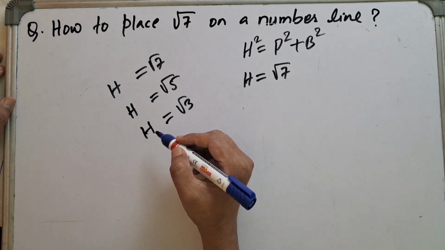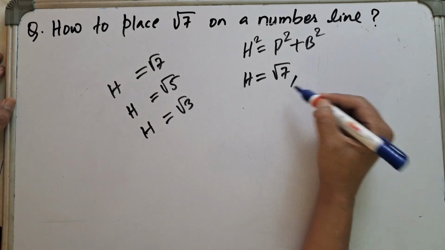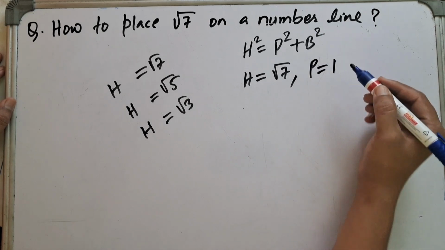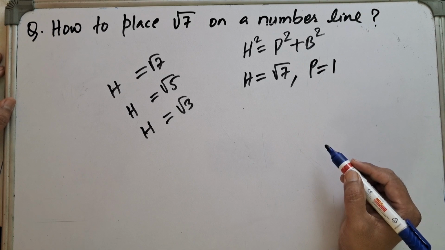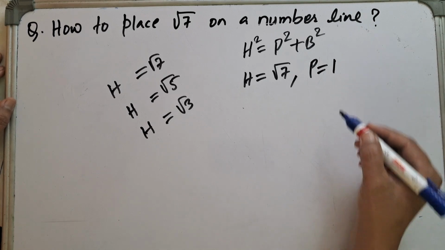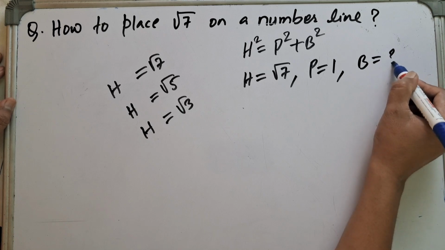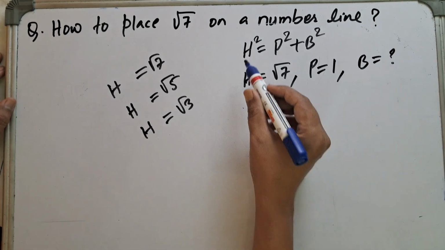What I mean to say is, the number which we are going to place on a number line must be assumed as hypotenuse, okay? And we should keep in mind that perpendicular is equal to 1 for every case, okay? Perpendicular must be equal to 1. Main task is to find base, isn't it? So base is unknown to us. Let's find base from this relation.